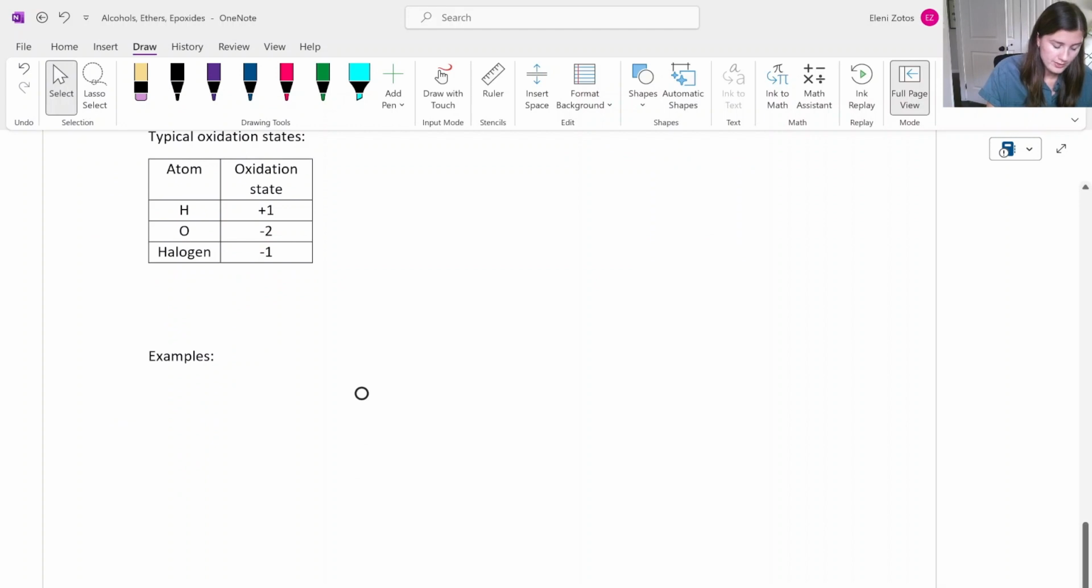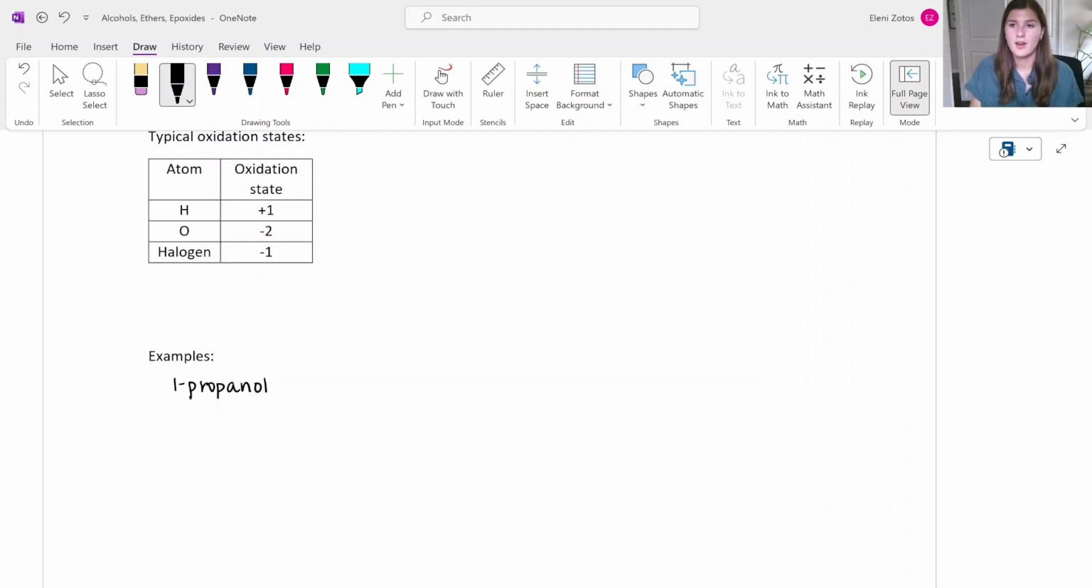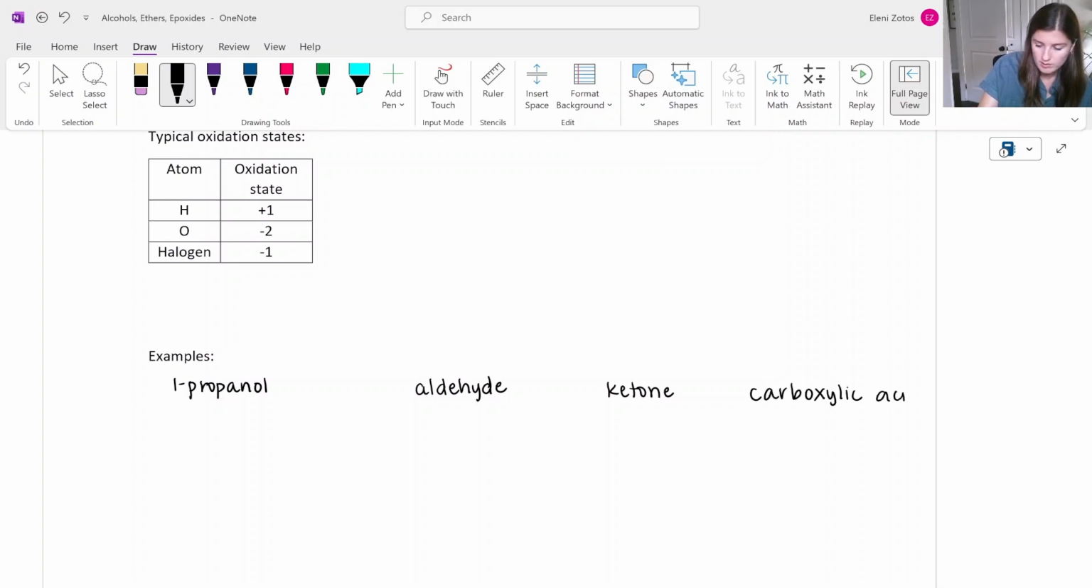You might even pause the video and try calculating the oxidation state for the carbon that's bonded to the oxygen in each of these molecules. So we'll do an alcohol, an aldehyde, a ketone, and a carboxylic acid. Alcohols, aldehydes, ketones, and carboxylic acids are the main functional groups that we'll be focusing on for the rest of the term.